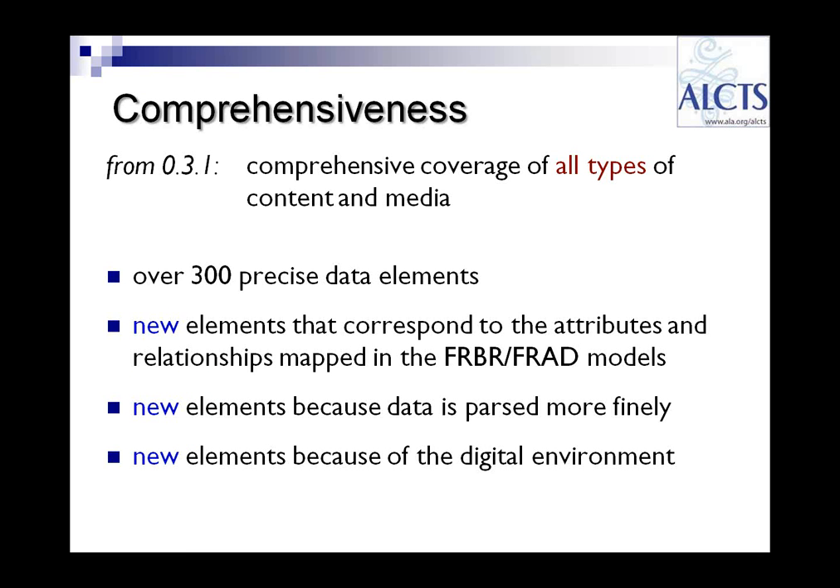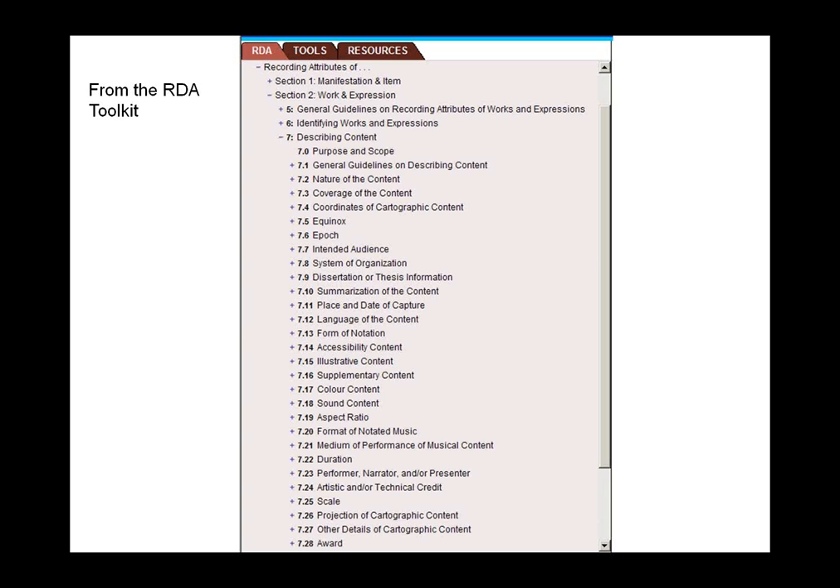Now, when we look at the achievement of the goal of comprehensiveness, we see that RDA has over 300 precise data elements. Some of these new elements are because the data is parsed more finely. Some are because they correspond to attributes and relationships that are mapped in the FRBR and FRAD models and that did not exist in AACR2. And some are new elements because of the digital environment. Here we have just a quick screenshot from the toolkit looking at the table of contents of Chapter 7, describing content. It just shows you the degree of fineness of some of the elements.